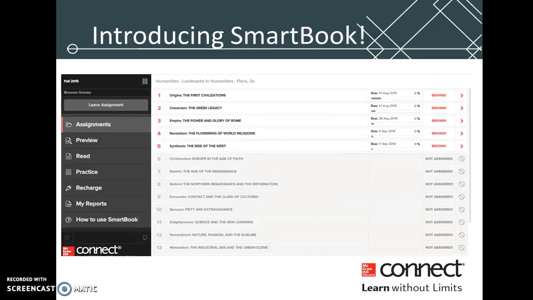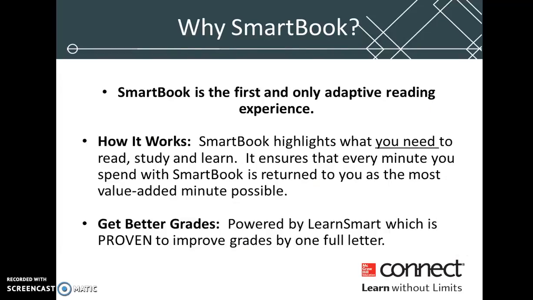I mentioned SmartBook earlier. SmartBook is a study tool designed by McGraw-Hill for student success. SmartBook highlights what you specifically need to read, what you need to study, and what you need to learn to ensure every minute you spend in SmartBook is returned to you as the most value added, or what we call the most high impact minute possible, and is powered by LearnSmart. So what does this mean?